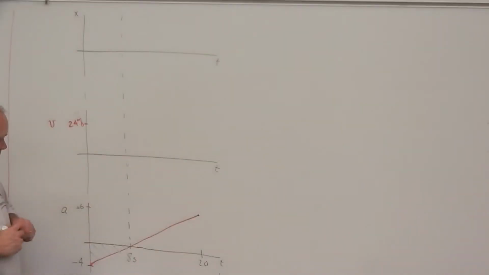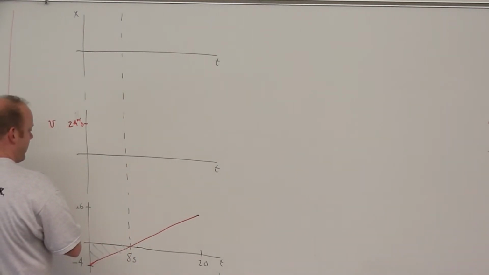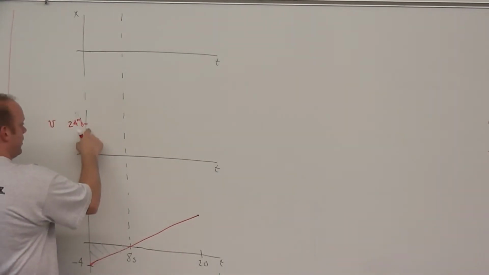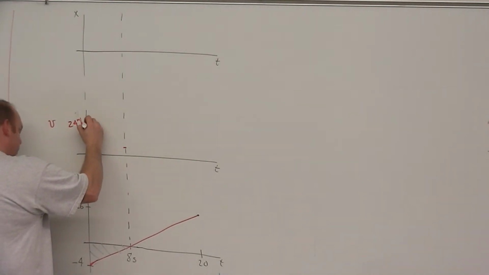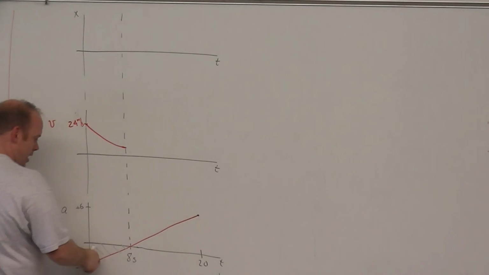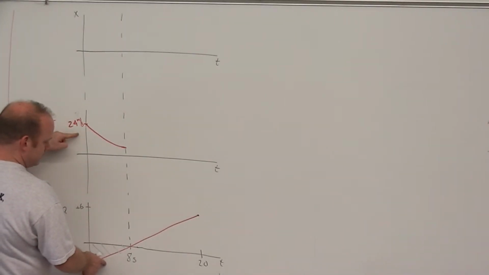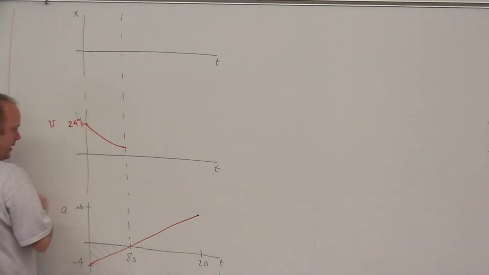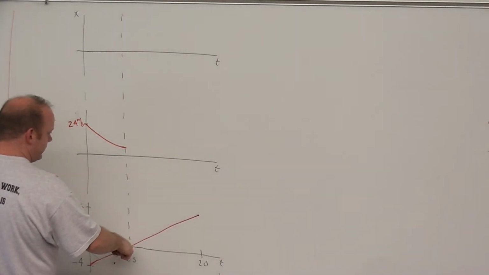Now, a couple things here. First of all, I know at 8 seconds, I have to have a 0 slope. So I know my velocity is going to decrease, and it has to look something like this. I know my velocity has to decrease because the slope of my velocity versus time graph is acceleration. My acceleration starts off negative, so it starts off with a negative slope, and it's 0 here, so it has to be pointed down until it gets to here.